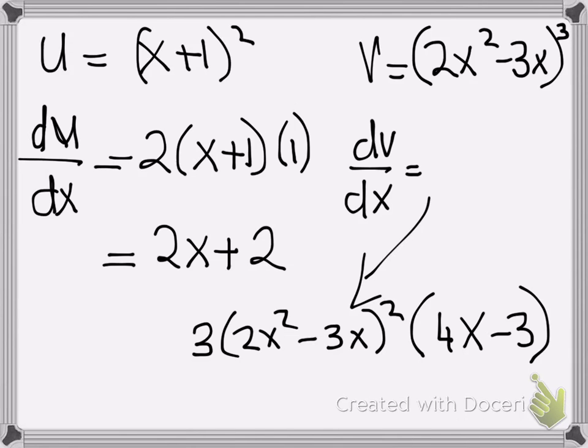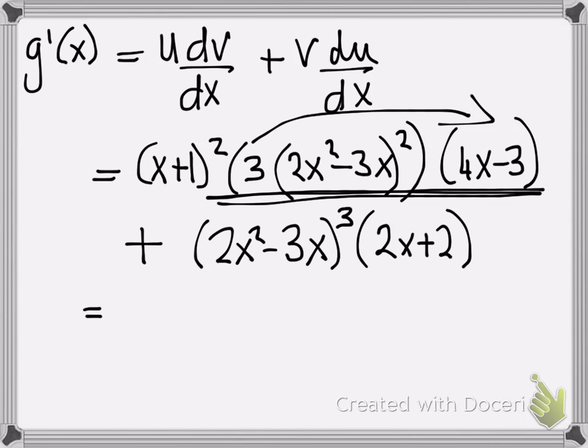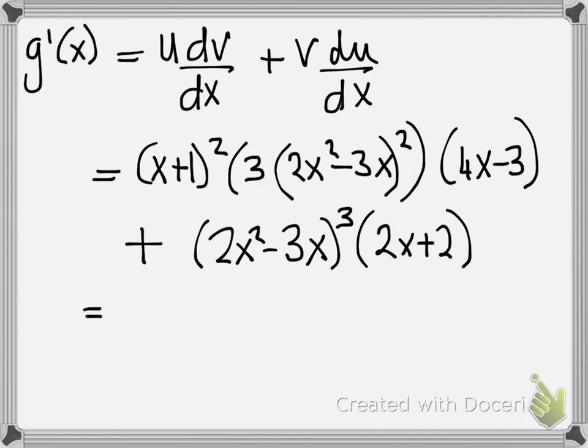Right, so we plug it all back into the formula. Right, u dv dx plus v du dx, and this is what we'll get. So the derivative of g dash x, u is x plus 1 to be squared, so that's that. dv dx was this. Okay, and you can multiply the 3 into that bracket if you want. You can't multiply it straight into this one, obviously, because of the square on the bracket. But we'll leave that for the time being. Plus, so there's your plus, v, this was my v, du dx then was 2x plus 2.